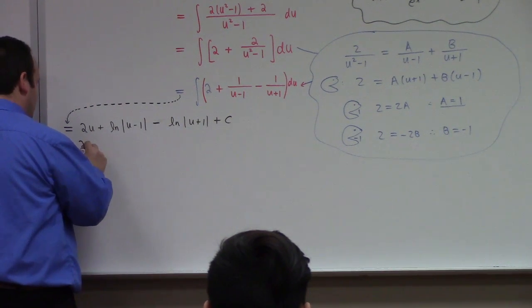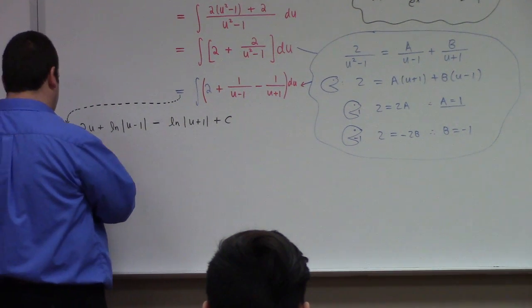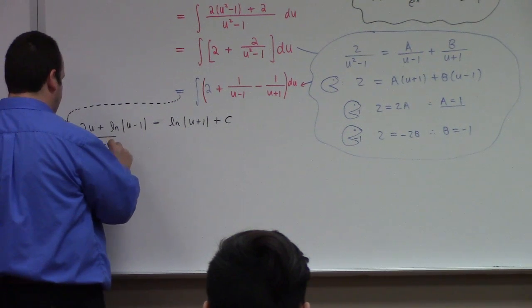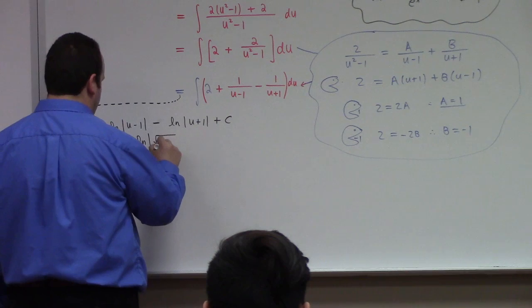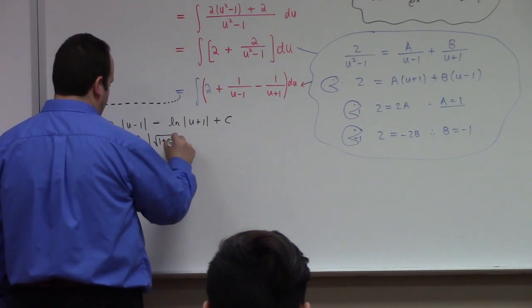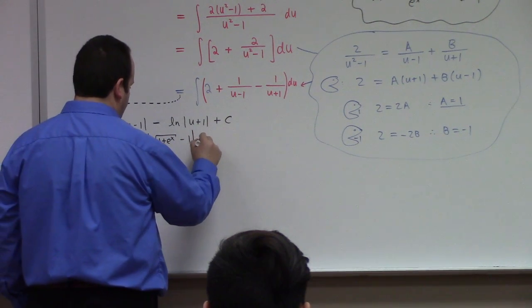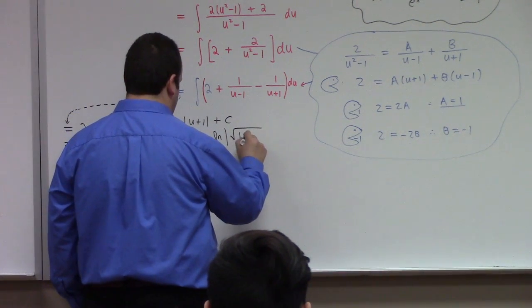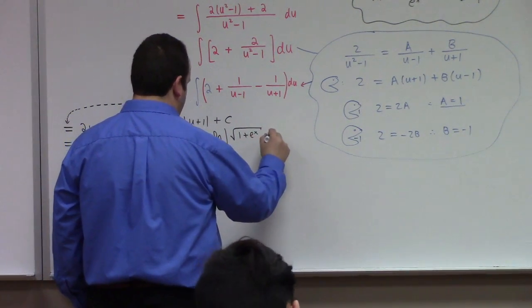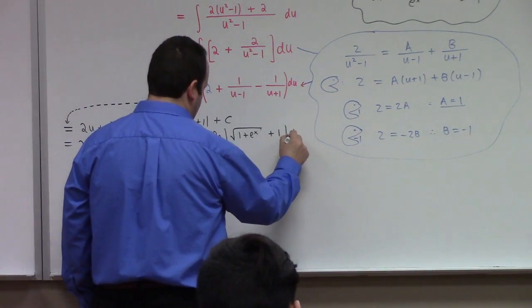So this is 2. u is equal to the square root of 1 plus e to the x. It's for the purpose of making a point here. Plus the natural log of the absolute value of the square root of 1 plus e to the x minus 1, close the absolute value, minus the natural log of the absolute value of the square root of 1 plus e to the x, close square root, plus 1, close absolute value, plus constant.